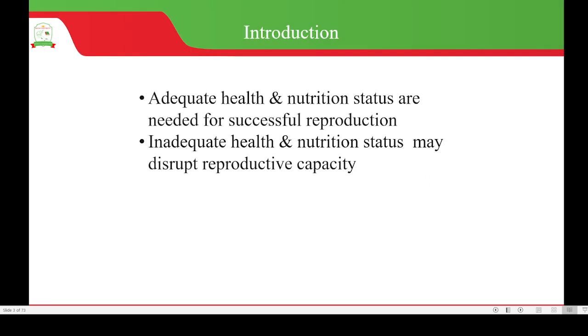Adequate health and nutrition status are very important for successful reproduction. And in the same way, inadequate health and nutrition status may disrupt reproductive capacity.